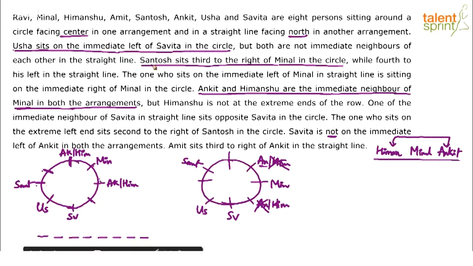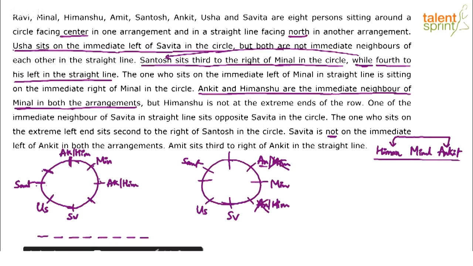Look at this. Santosh sits third to the right of Minal in the circle, which we have already used, while fourth to his left in the straight line. Santosh sits, while is for the first person, right? You know that while always refers to the first person. So Santosh sits fourth to the left of whom? Minal, right? In the straight line. Santosh sits third to the right of Minal in the circle, while fourth to his left in the straight line. So Santosh is fourth to Minal's left in the straight line.